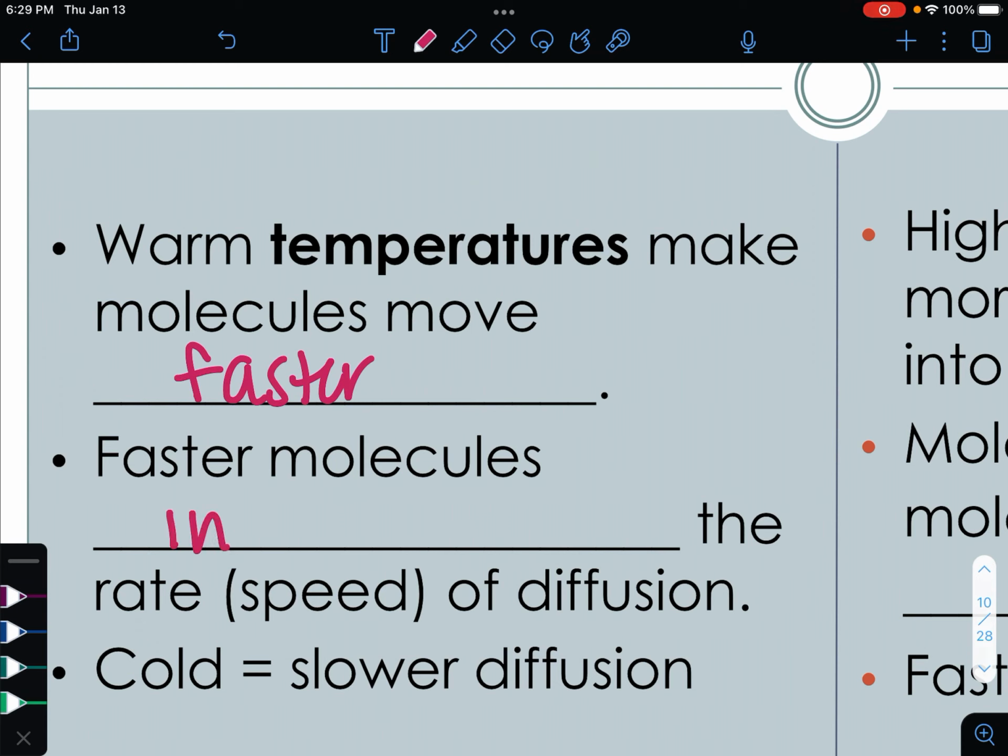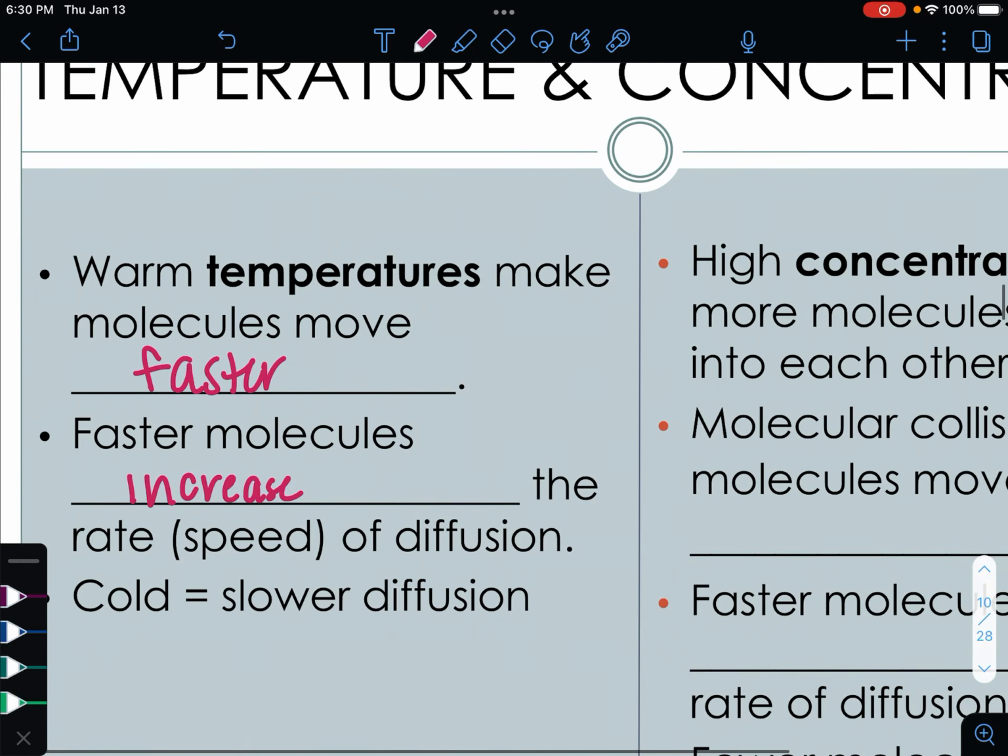So when we have, for example, boiling water, if you can picture a pot of boiling water, the water is moving really, really fast. The water molecules are bouncing all over the place. If we were to introduce like food coloring into that pot of boiling water, the food dye would spread out throughout the pot very, very fast. So faster molecules increase the rate or speed of diffusion. Colder temperatures are going to slow down diffusion.